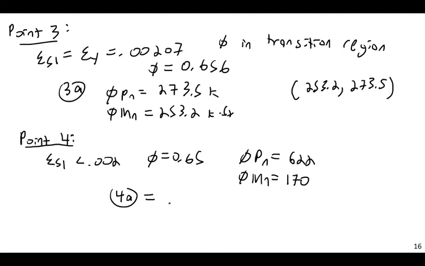Let me double check something on this math. 1227 times 0.65, and yes, that's 798. Good. Okay, I'll need to explain something further. 4a, so again, our ordered pair is going to be 170, comma 622. And point 5 then. For point 5, this is in the tension-controlled region.